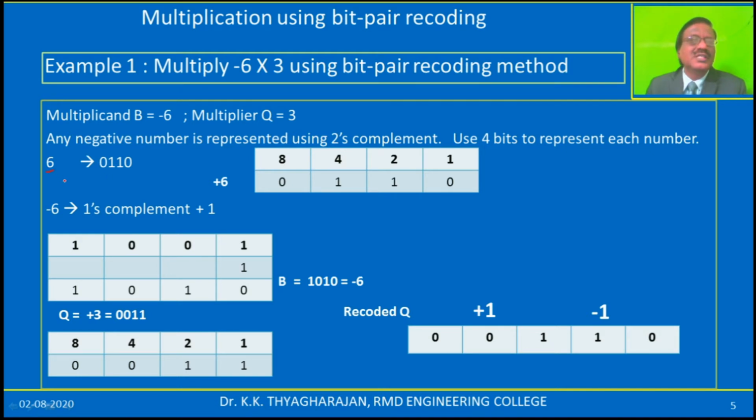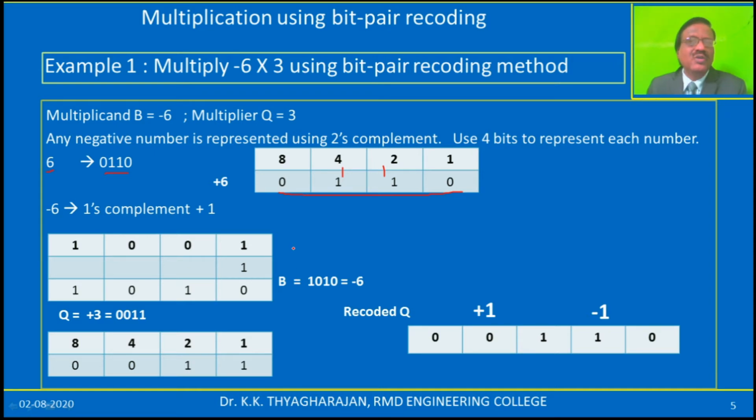So this is +6. The binary value is 0, 1, 1, 0. How? You see 1, 2, 4, 8. I need 6. 6 means 4 plus 2 is 6. So you put 1 here, the remaining bit 0. So the binary code for 6 is 0110, that is this one. Now this is +6.